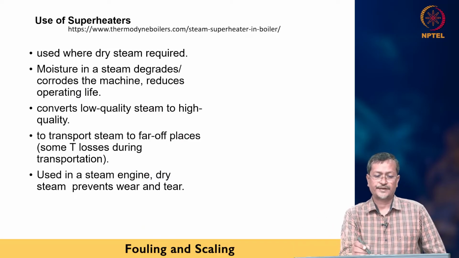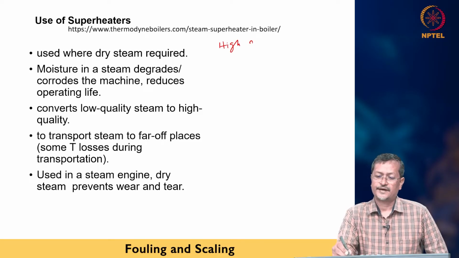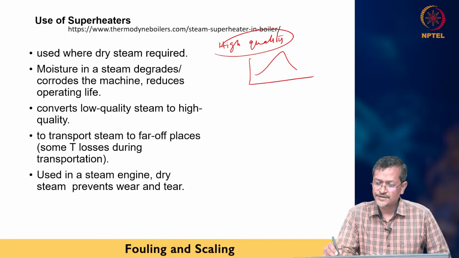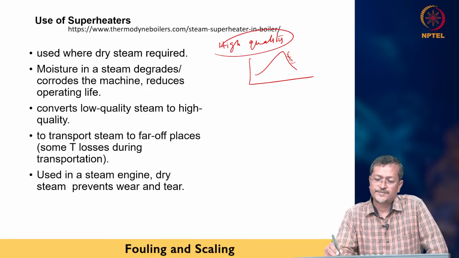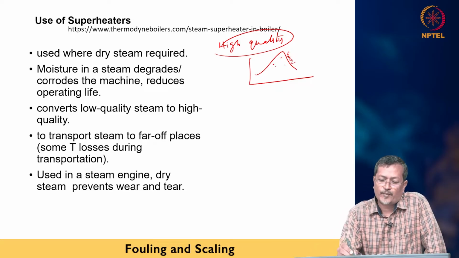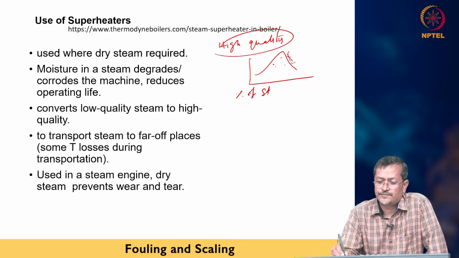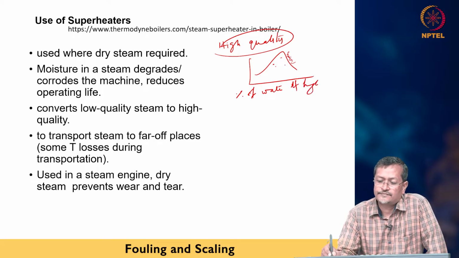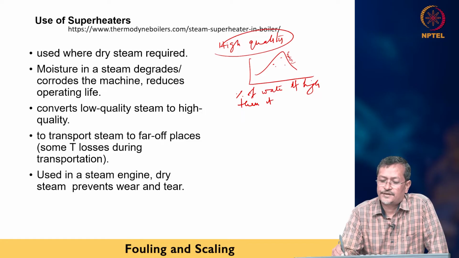Use of superheater: it will give dry steam, actually high quality steam. When you say high quality, it means, like with a vapor envelope, my steam should be outside this envelope, in the superheated zone. If something is inside, then the quality is low. The percent of water in the steam, if it is high, then it is low quality steam.